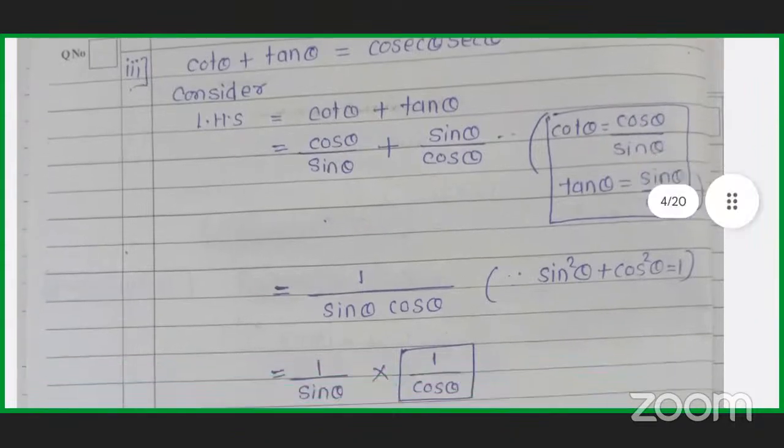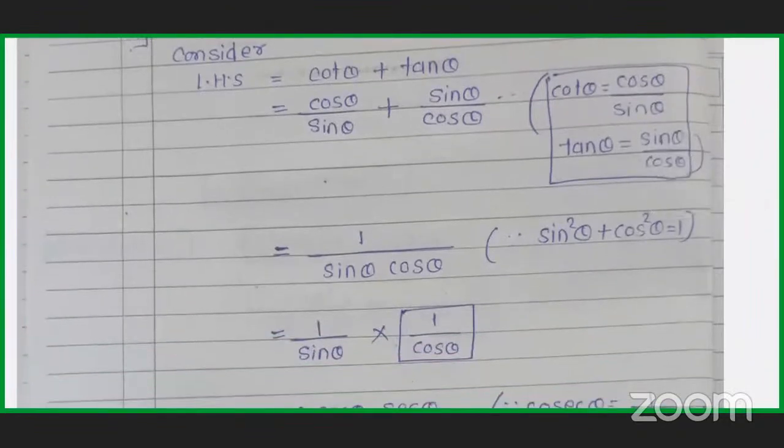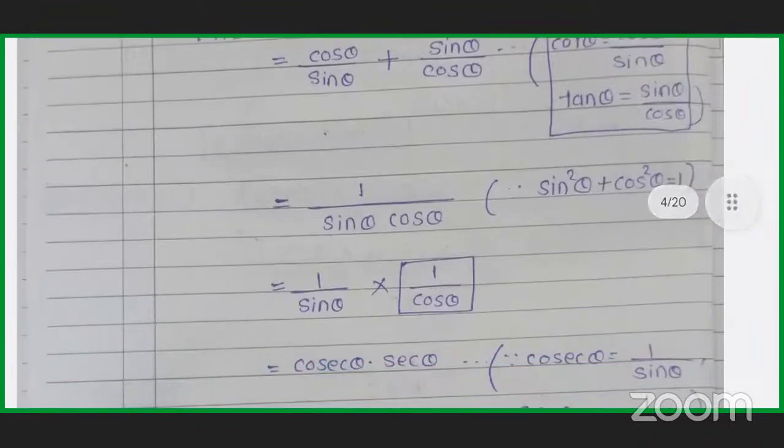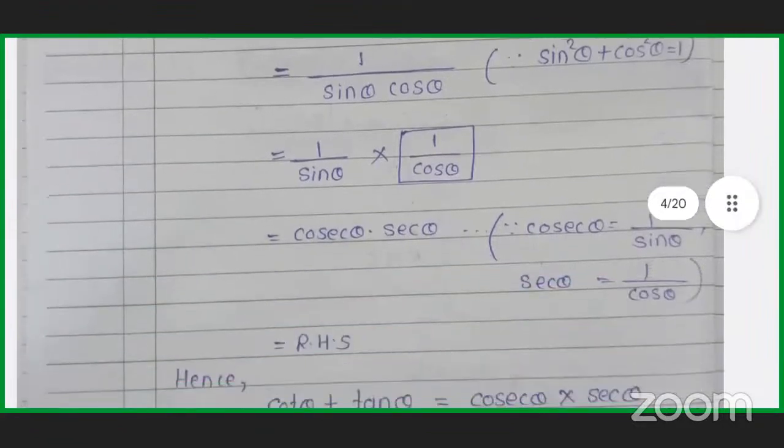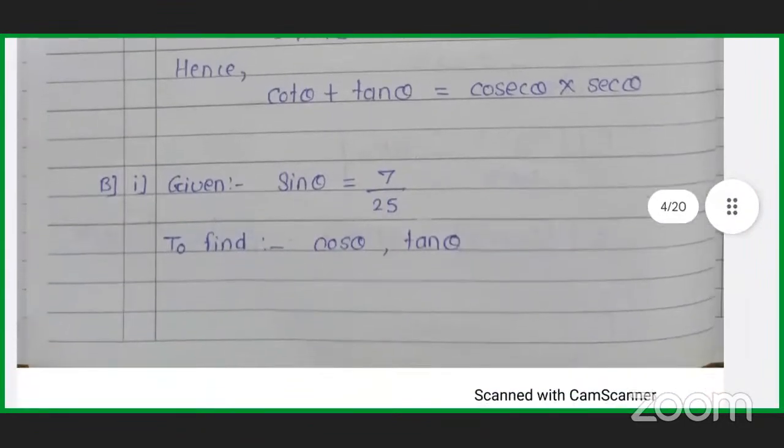Here we write sin square theta plus cos square theta is equal to 1. Then we have to separate the denominator. So 1 upon sin theta multiplied by 1 upon cos theta. 1 upon sin theta is nothing but cosec theta. 1 upon cos theta is nothing but sec theta. We have completed our third activity. Then just focus on question number 2B.